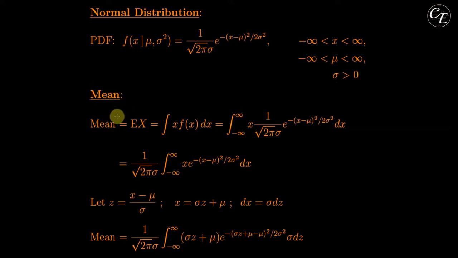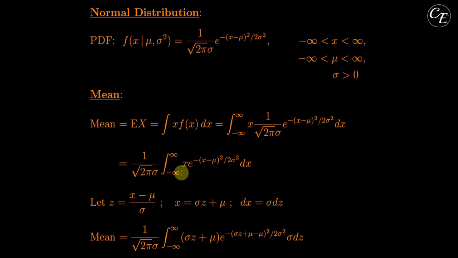Now let us derive the mean. The mean is equal to the expectation of x, and the expectation of x is equal to the integral of x times the probability density function, dx. Then using this as our probability density function, we have this from here. For the limits, x is from negative infinity to positive infinity. Then let us move the constant outside of the integral, and the rest of the terms remain in here.